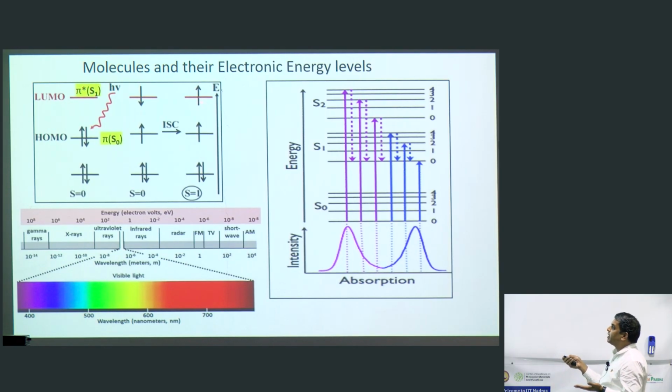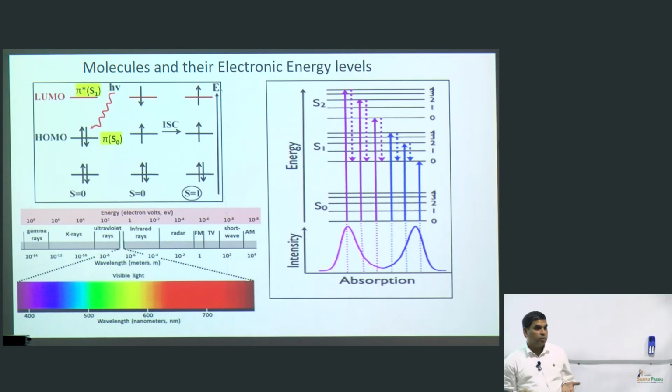be paired, and that gives you the spin multiplicity 2S+1, which is basically 1, and that gives you 3, and that's why you have the triplet state. That's how we generate the diagram which we call the Jablonski diagram, right?